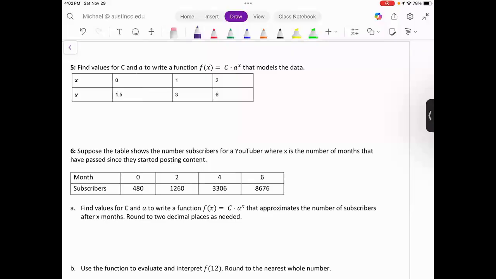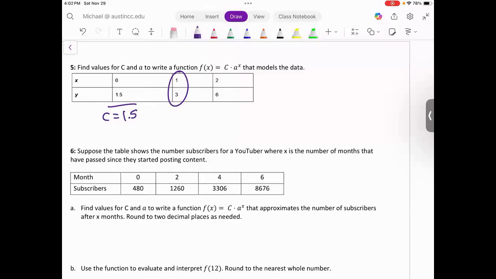All right, so we can find these exponential functions just using data as well. Remember that C is our initial amount, so it's wherever x equals 0. So this is our C right here. Our C is 1.5. And to figure out a, we need to use another set of the data. We need to use another ordered pair and plug that into our function.